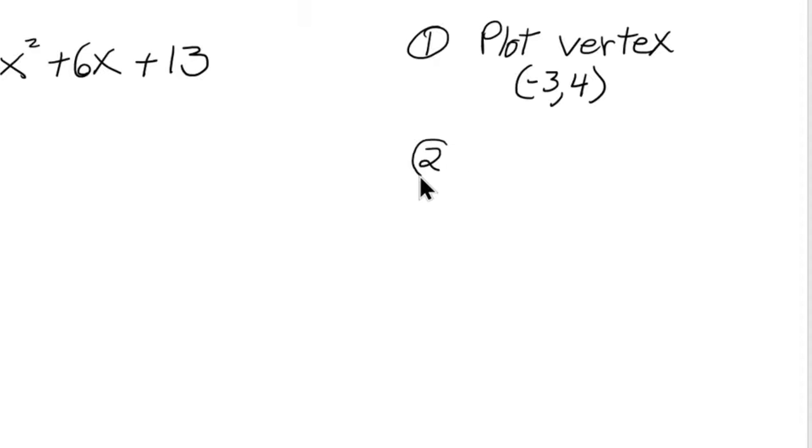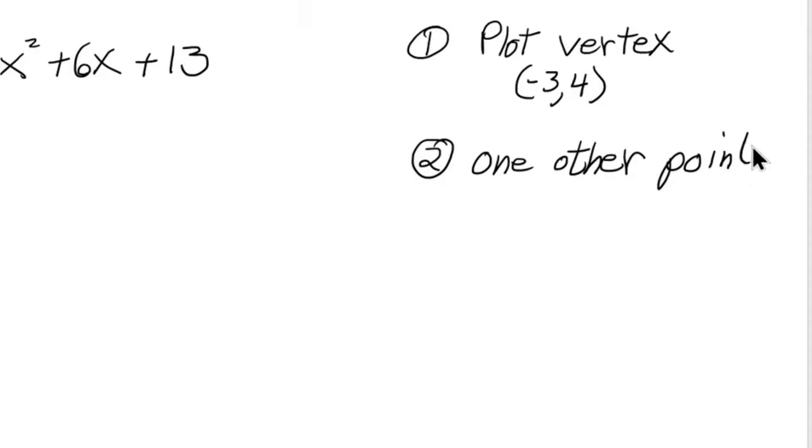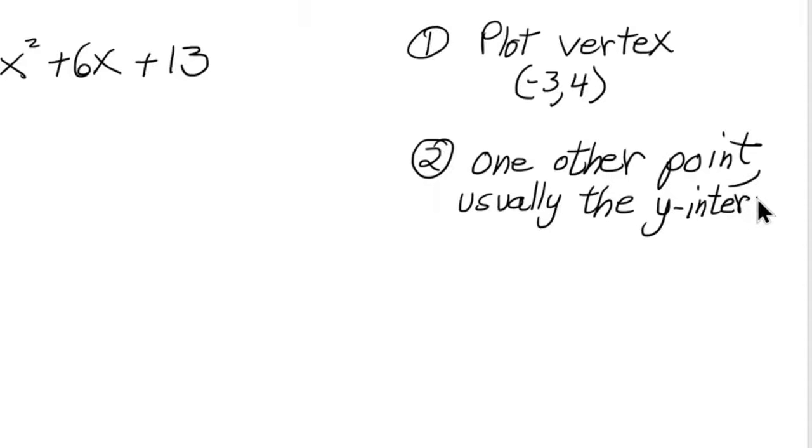And then we have to graph one other point. And that point is usually the y-intercept. The problem, of course, is that 13 goes beyond the scale of the grid that we're using. So we have to find another point. Now, I am just guessing, okay?